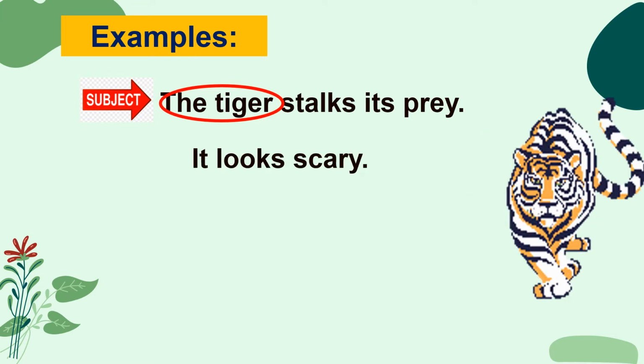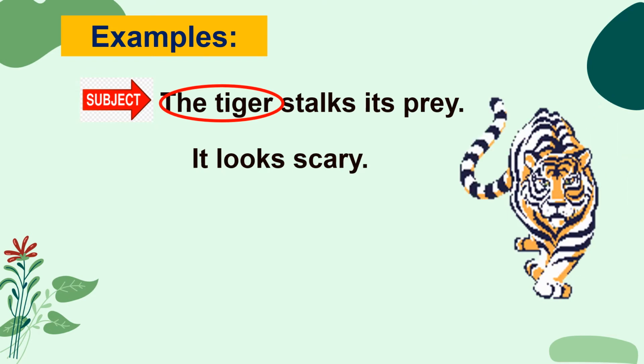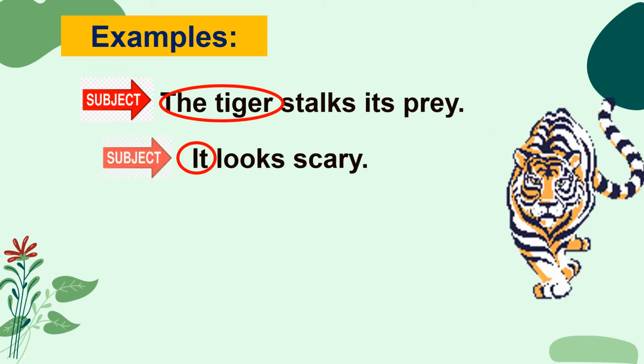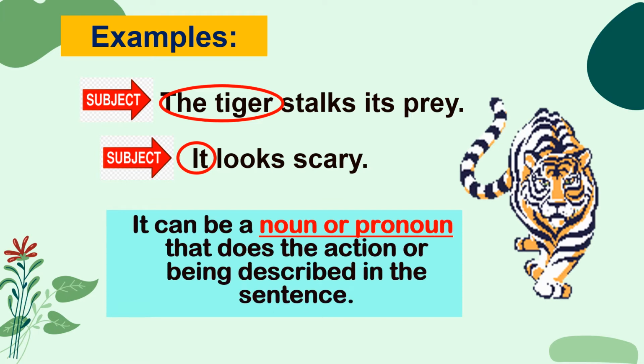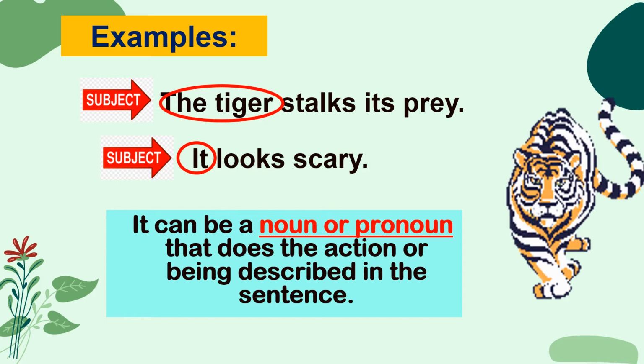How about this one? It looks scary. The subject is it, which actually represents the word tiger. Remember, a subject can be a noun or a pronoun, and it replaces the noun tiger in this sentence. So again, a subject can be a noun or pronoun that does the action or is being described in the sentence. So the subject is the topic in the sentence and the one being described.